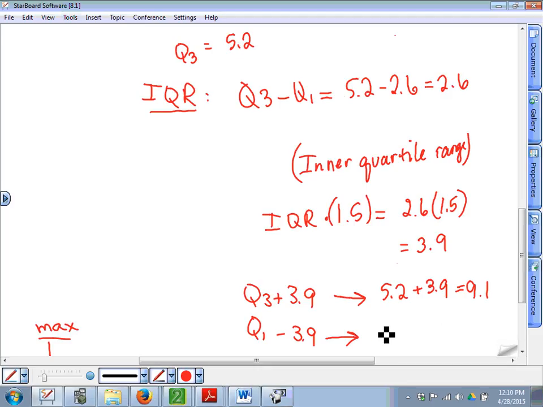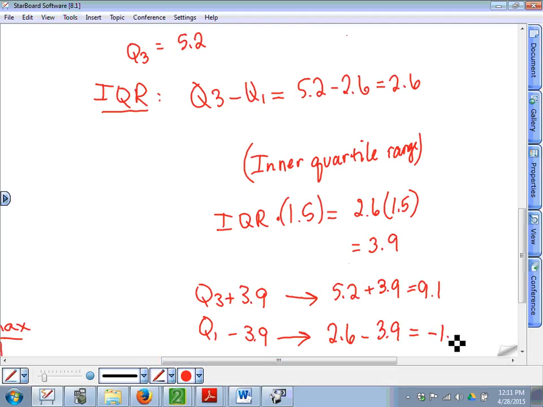So Q1 is 2.6. And if you subtract 3.9, it'd be negative 1.3. So any number smaller than negative 1.3 would be an outlier as well. So that sets your bounds for what is and what is not an outlier. Okay? So let's go through this process one more time. Bigger or smaller than these. Okay, so 9.1 is not an outlier.